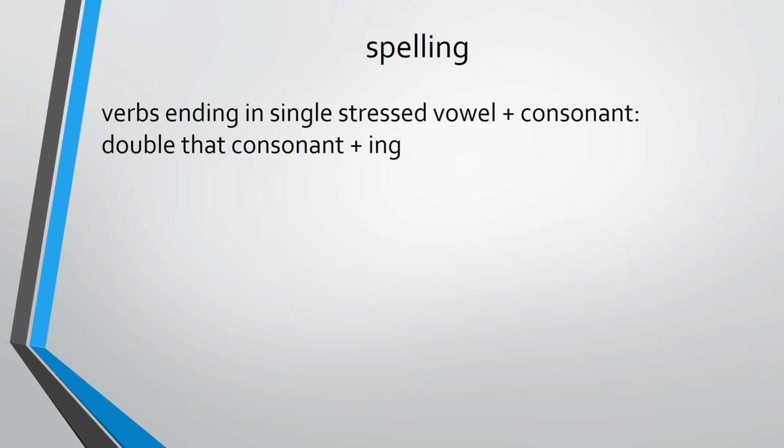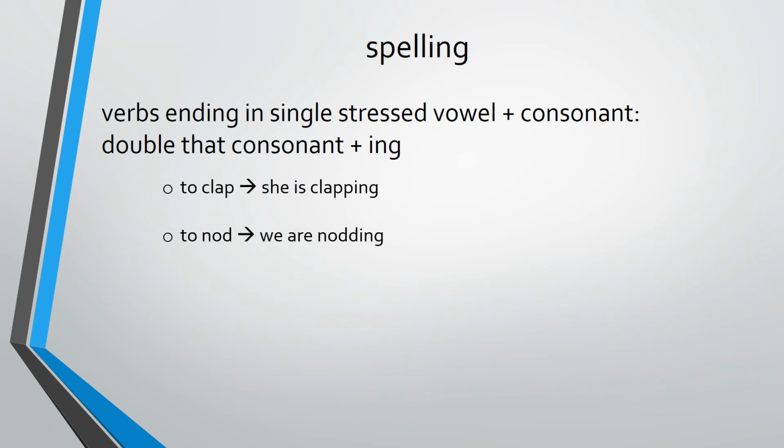There's one rule left, and that last one says that verbs that end in a single stressed vowel followed by a consonant, then you need to double that consonant and add ing as we always do. That sounds very difficult, but we're going to have a look at some examples and then it will become clear. To clap, the a in clap is a single stressed vowel, which is followed by a consonant, and that's why we double the p.